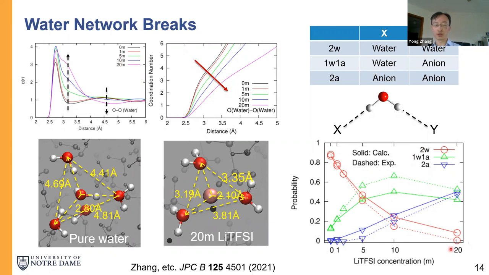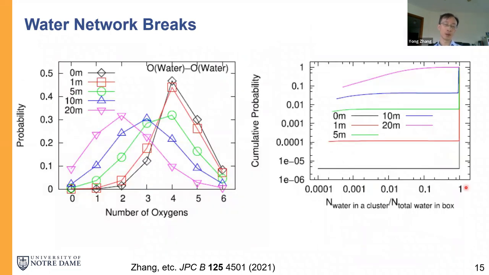At high concentration, the 2W water is almost gone. We don't really see much. Instead, about half of the water, 50%, is 1A, and the other half is 1W1A. Because it's 50-50, that indicates the water solvation environment is also quite complicated in the liquid phase.